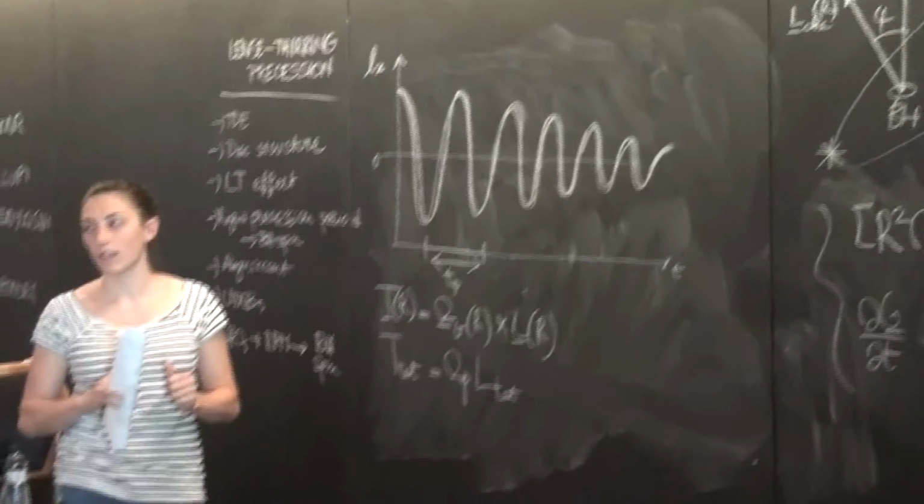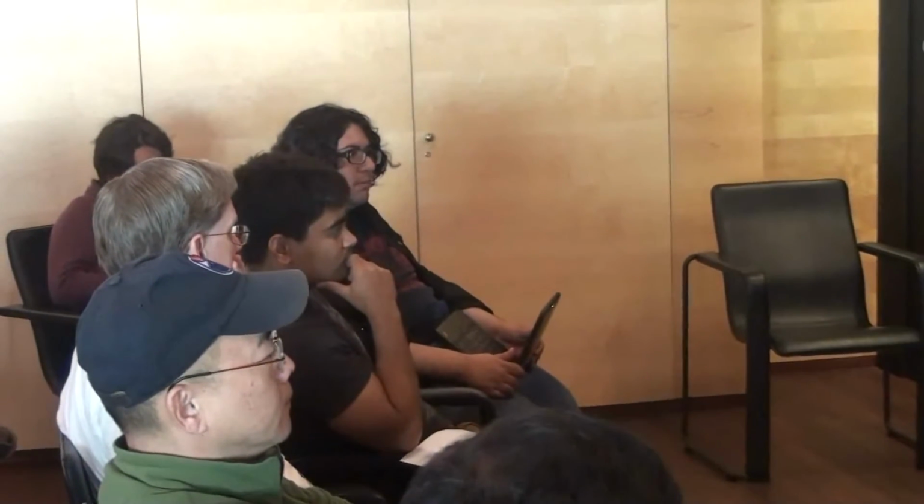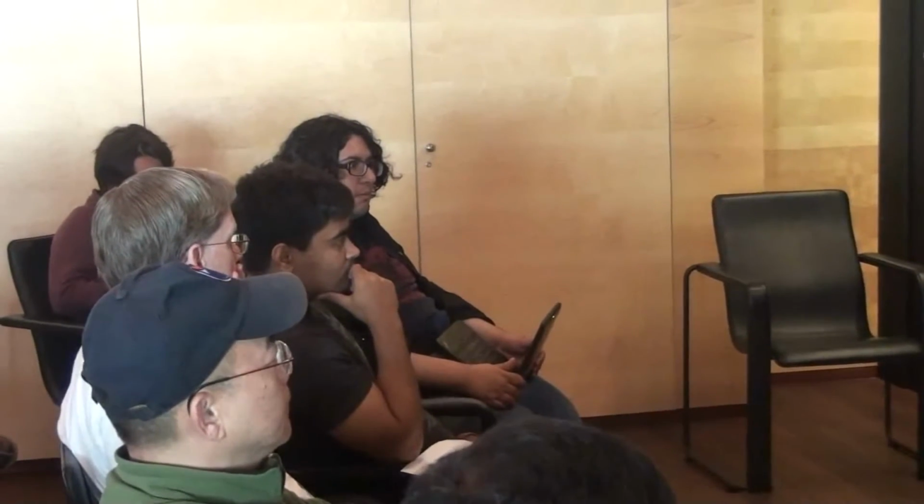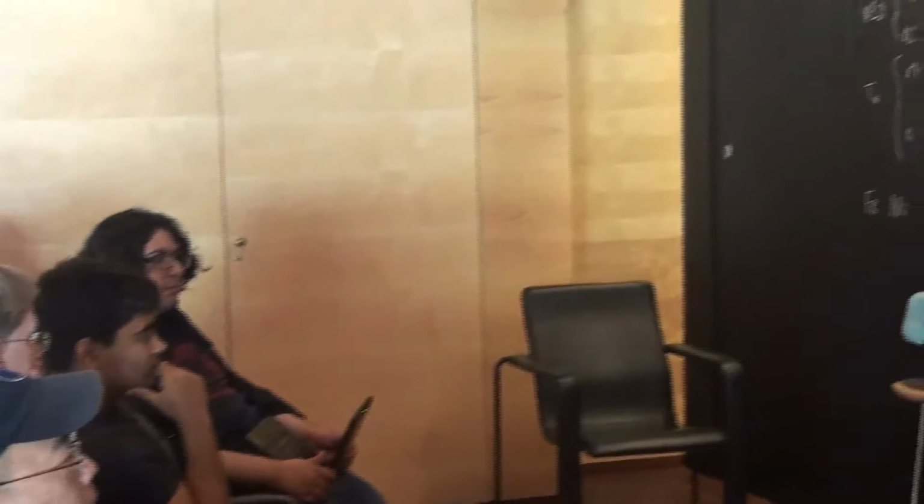Another question, why should the disk be inclined? Because the stellar orbit is inclined. I mean, typically, there is no reason for which the star has to have an orbit perfectly aligned with the black hole spin.